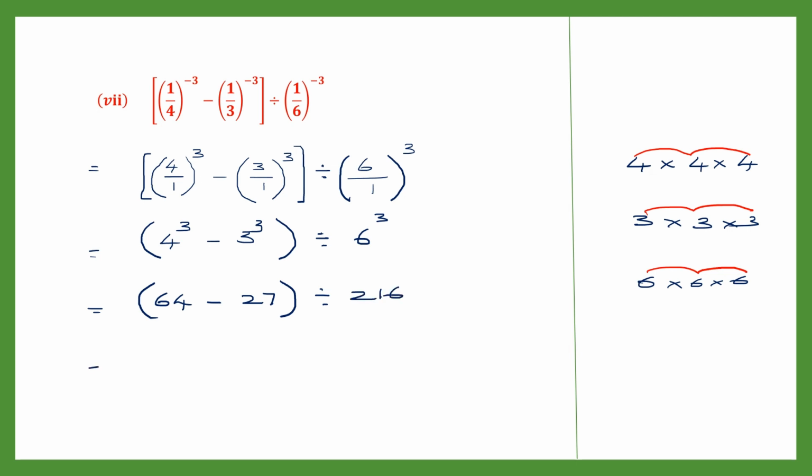64 minus 27 is 37, and divided by 216, we write it this way, 216. Now, this can't be simplified further, so this is our final answer, 37 divided by 216.